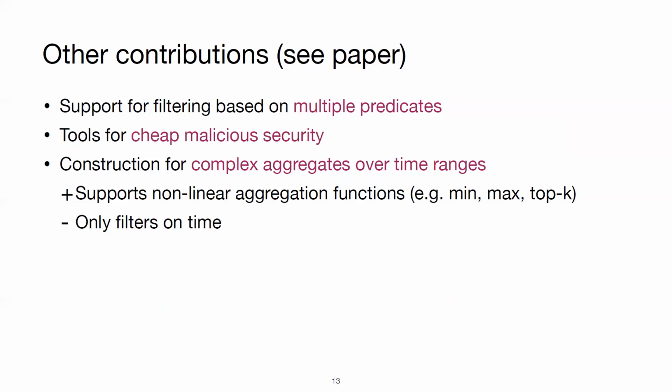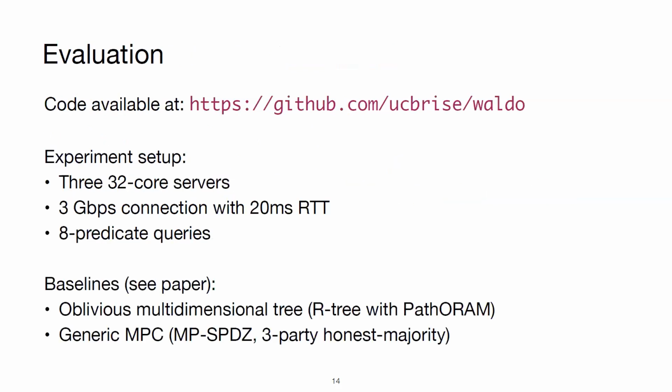So we have some other contributions in the paper that I don't have time to discuss now, including how you chain together multiple predicates, how you cheaply support malicious security. And we also present some constructions for complex aggregates over time ranges. So we show how to support nonlinear aggregation functions like min, max, and top k. The caveat here is that you could only filter on time and not multiple predicates.